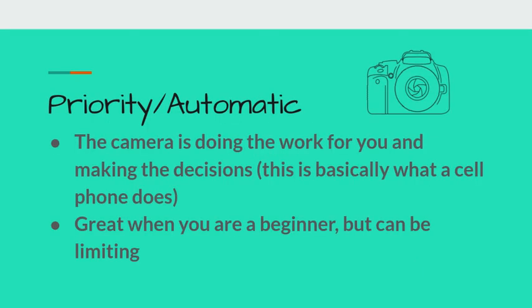So, when we're using automatic mode or priority with a camera or with a cell phone, basically, this means that the camera or the cell phone is doing the work for you and it's making all the decisions. So you're deciding what to shoot and how to shoot it, but the cell phone or the camera is deciding how quickly to shoot it or how much light to let in, those kinds of decisions. So this is great when you're a beginner, but it can be kind of limiting, especially when you're seeing other photographers work and wondering how they got it.